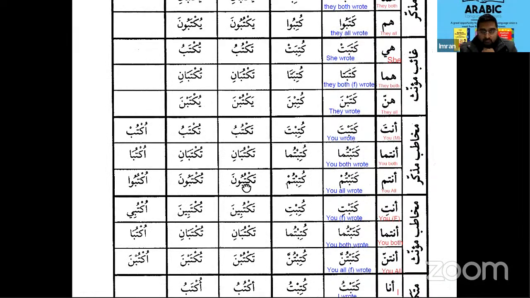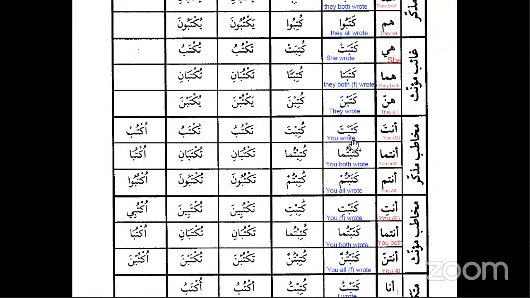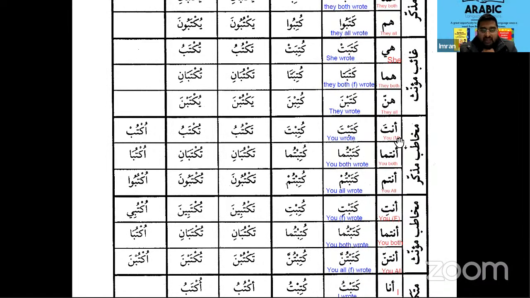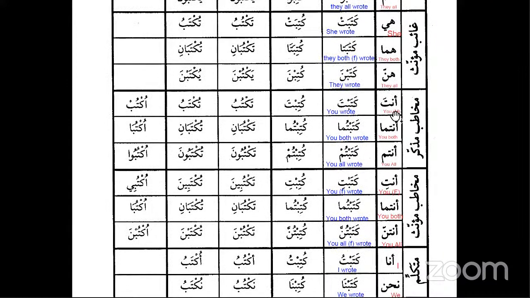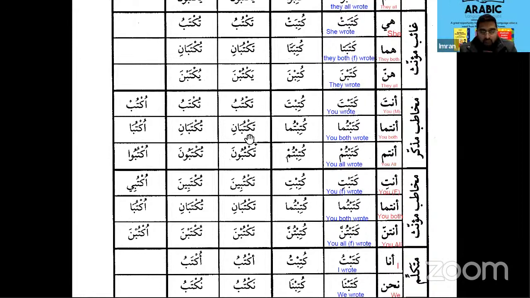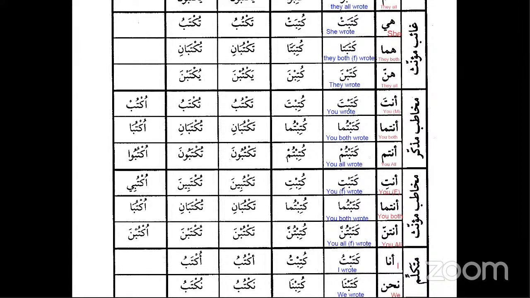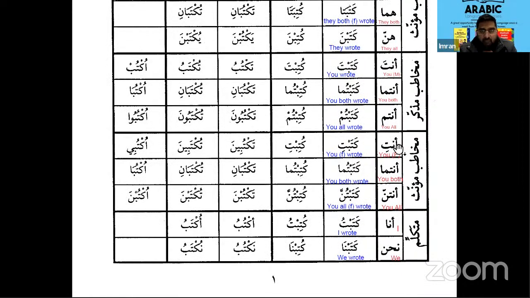You say the Arabic, then English. Anta taktubu, you one male is writing. Antuma taktubani, you two male are writing. Antum taktubuna, you all male are writing. Let's do these three. Anta taktubu, you one male is writing. Antuma taktubani, you both male are writing. Antum taktubuna, you all male are writing. Then the next three is for females.